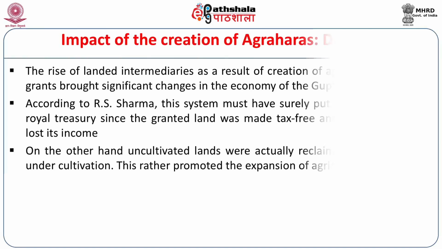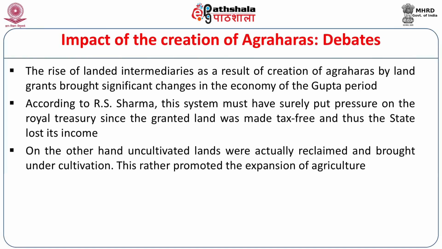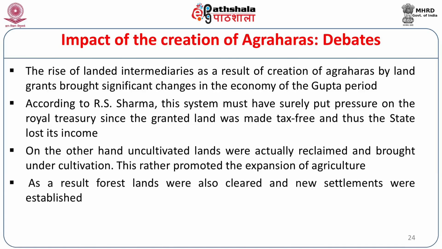On the other hand, uncultivated lands were actually reclaimed by the land grants, because Brahmanas and religious beneficiaries like temples and viharas were actually granted fallow land. So, they would cultivate land to get the income. In this way fresh lands were brought under cultivation, and this rather promoted the expansion of agriculture. And as a result, forest lands were also cleared and new settlements were also established.